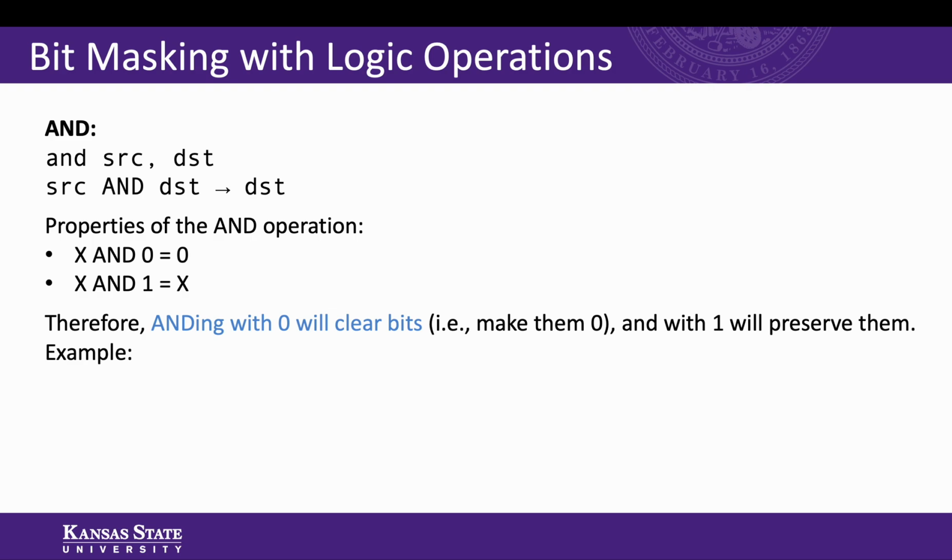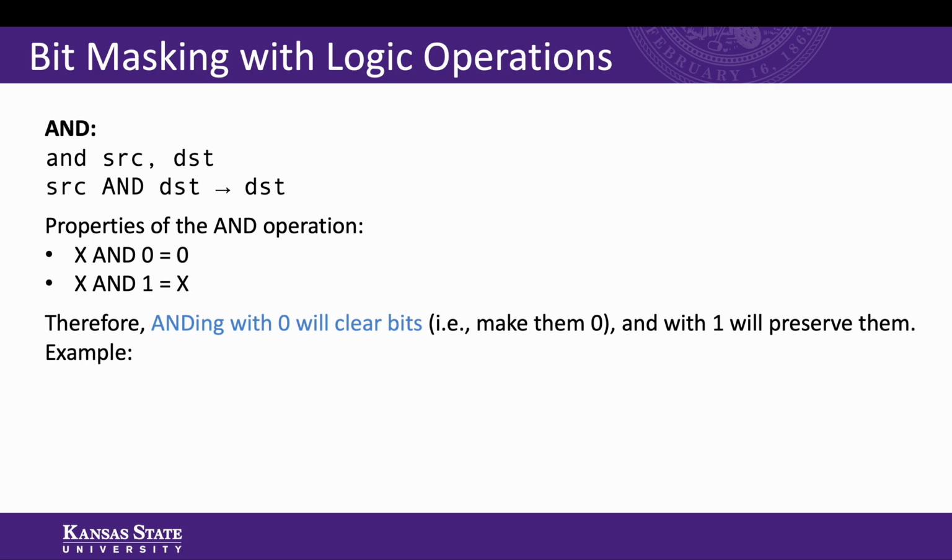Now let's recall some properties of the AND operation. That first one there is x AND 0 equals 0. Let's try to understand that. So if x were 0, 0 AND 0 of course gives me 0. And then if x were 1, 1 AND 0 gives me 0. So it doesn't matter what x is, x AND 0 gives me 0.